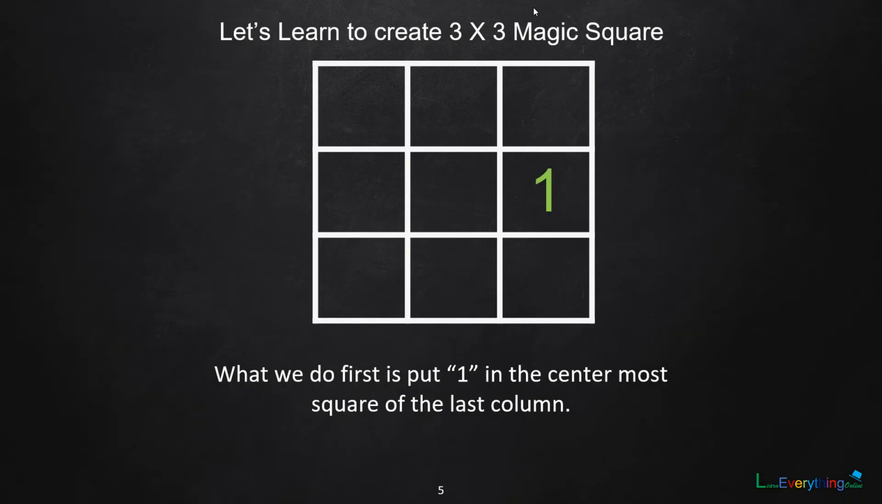Now we are going to create a magic square of the dimension 3 by 3. Let's learn how to fit the numbers in a certain way so that our answer is all the same. Okay, what we do first is put 1 in the center of the last column. So the last column of the cells is this, and we have fitted 1 in the center of the last column.